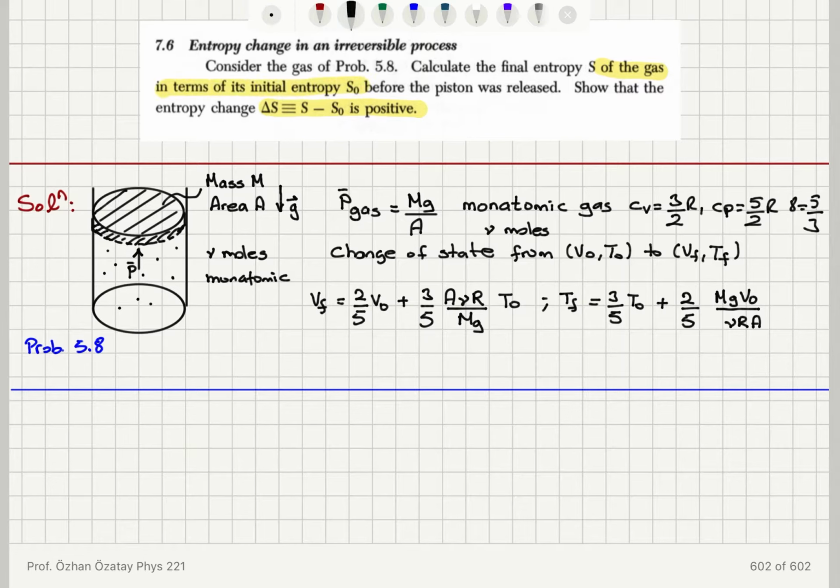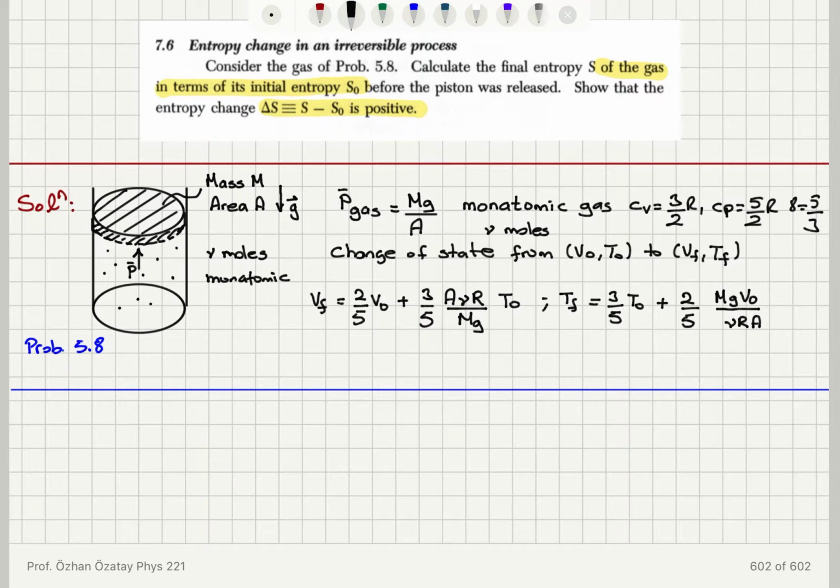So I remember problem 5.8. You can see that there is a piston with mass m, cross-sectional area A. So this piston exerts a pressure P bar gas equal to mg over A at equilibrium. So this piston was released, and we had a monatomic gas with nu moles.